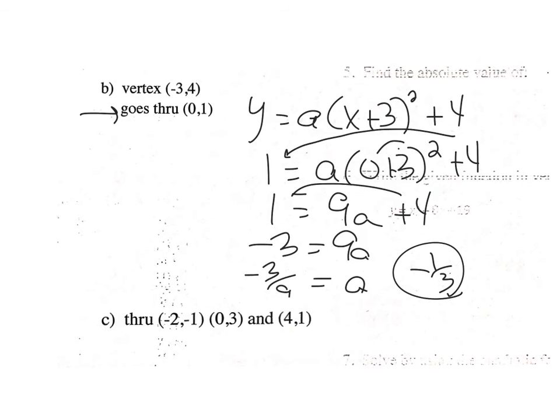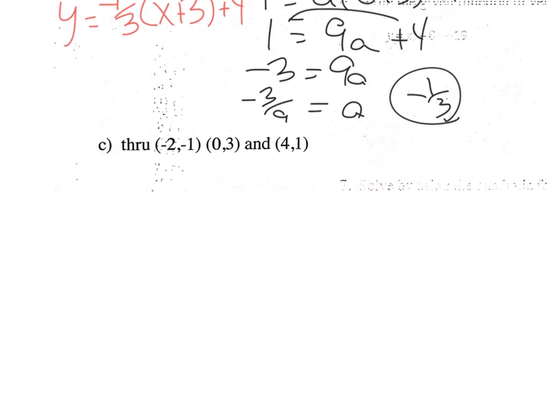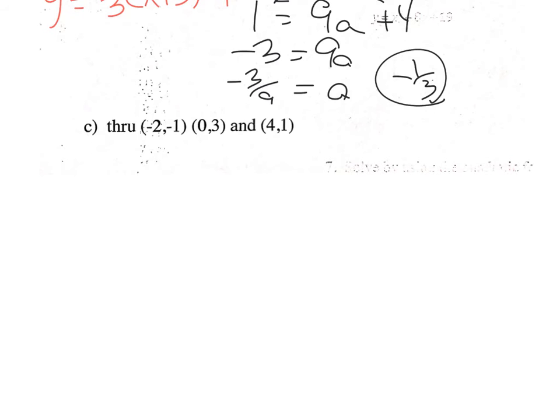There's my a. So my equation is going to look like this. y equals negative 1/3 times (x plus 3) squared plus 4. All right, so whatever they give you, use that one. Okay, part C was the day we spent quite a while doing these. I only did a couple of them, and they all came out to be fractions. Hopefully this is one that comes out good. We're about to find out.